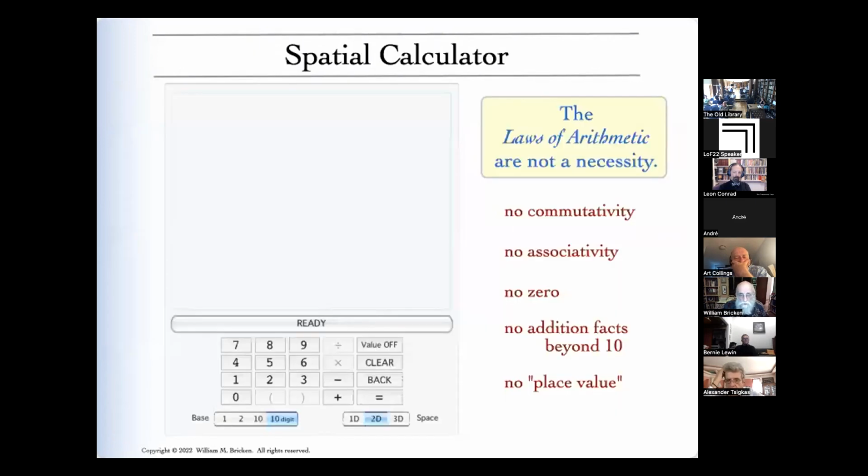So here's a spatial calculator. It works just like a regular calculator, but it shows you the iconic process of doing the computation. This calculator uses a container dialect shaped like rectangles. Now, you know, in iconic arithmetic, there's no commutativity, there's no associativity, there's no zero, there's no addition facts that require carrying, there's no place value. And I share Graham's astonishment that at least math education hasn't caught onto this yet.